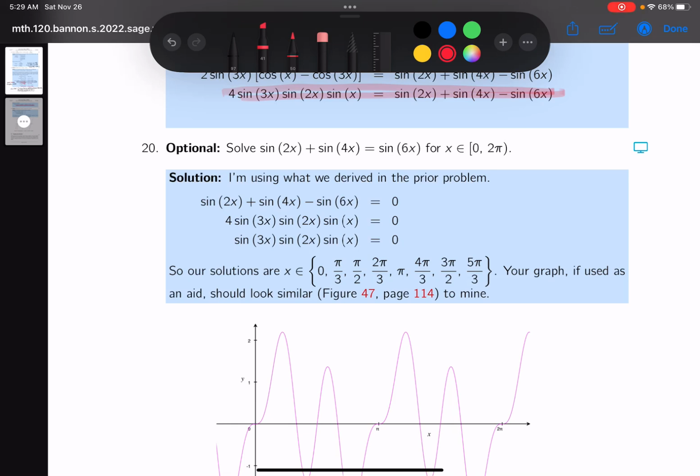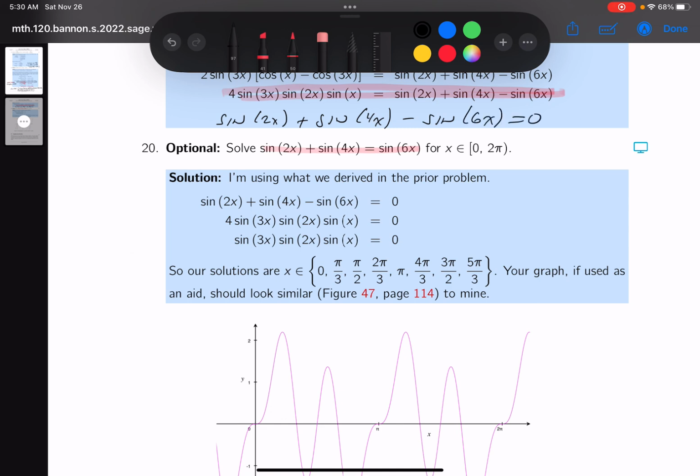Okay, this one sort of looks like what we just did before, and we actually just derived that. What I'd like to do is simply rewrite it. To rewrite it means that I want to see what I did before. So let me write that down as sine 2x plus sine 4x minus sine of 6x would equal 0.